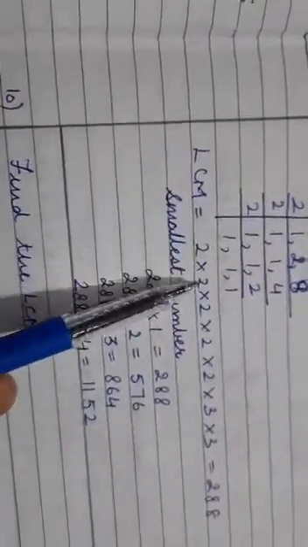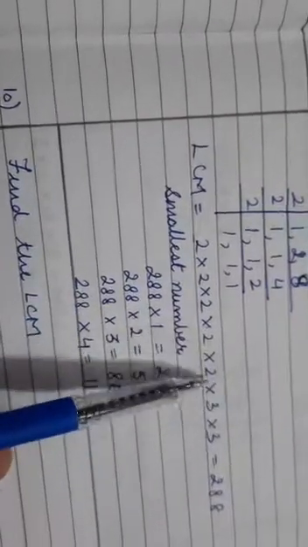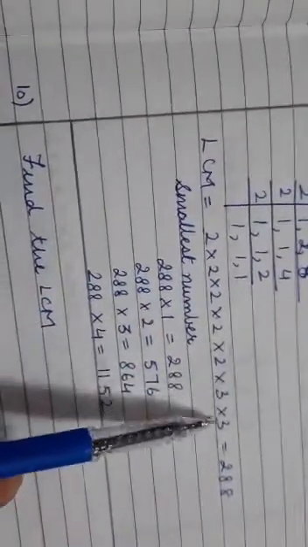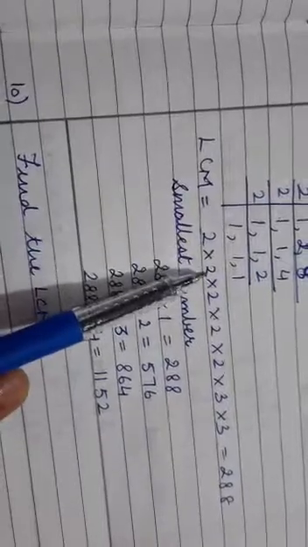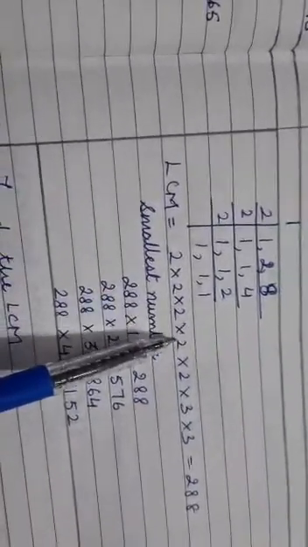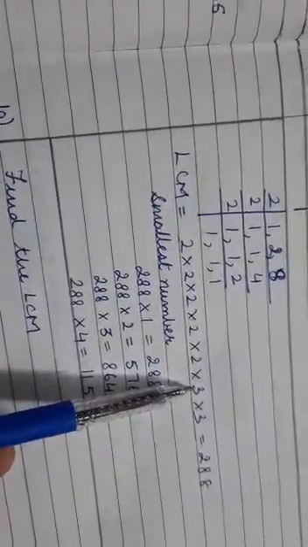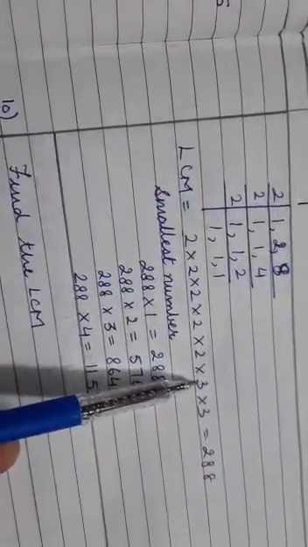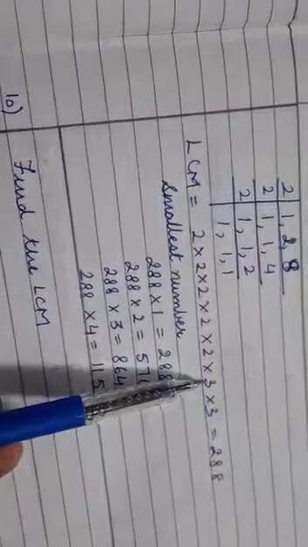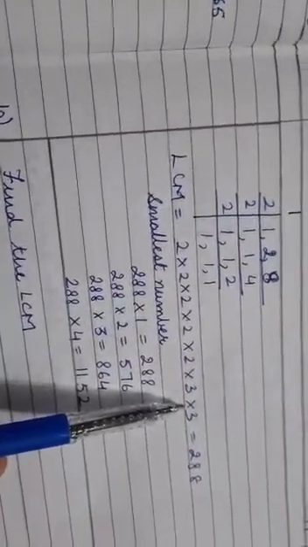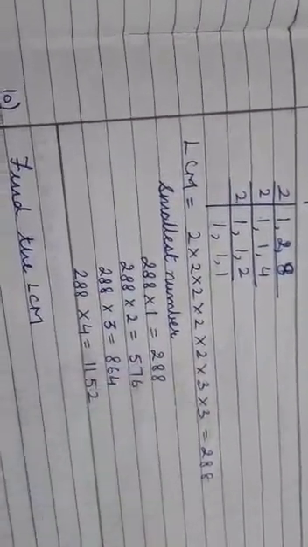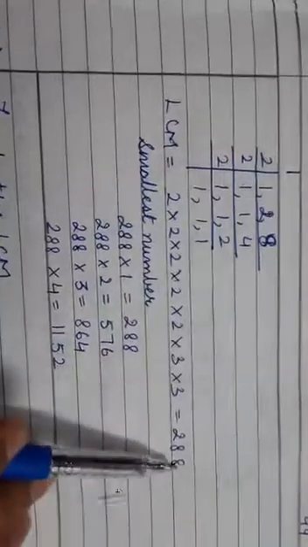Now what is the LCM? We have to multiply all the factors: 2 multiply 2 multiply 2 multiply 2, multiply 2 multiply 3 multiply 3. 2 2s are 4, 4 2s are 8, 8 2s are 16, 16 2s are 32, 32 3s are 96, 96 3s are 288. Now LCM is 288.